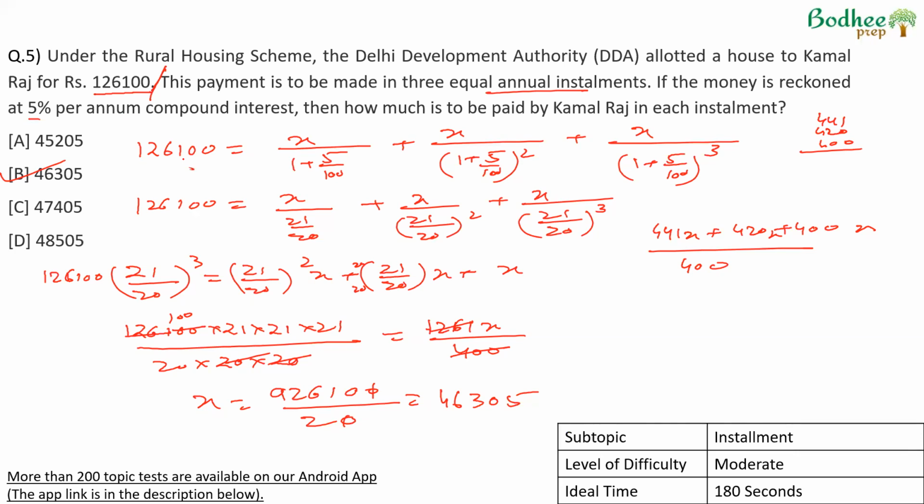Again, even though the concept of installment will be clear, the calculation can be cumbersome, and therefore I'm saying a moderate question will easily consume up to 3 minutes of time.